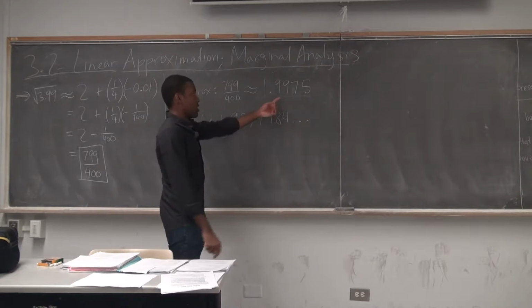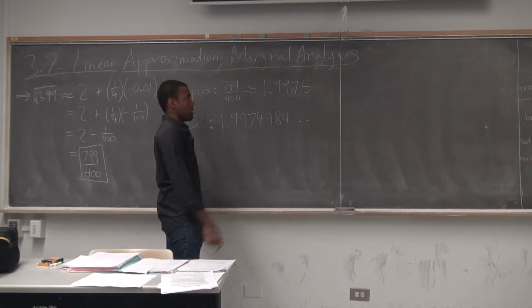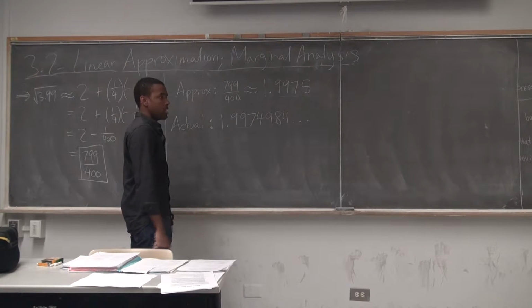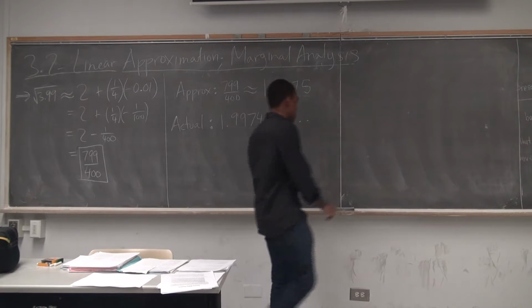And if our answer is not good enough, let's say I want it to be better than 4 decimal places, then I just pick a point that's closer and use the tangent line there, and I can keep getting closer and closer.